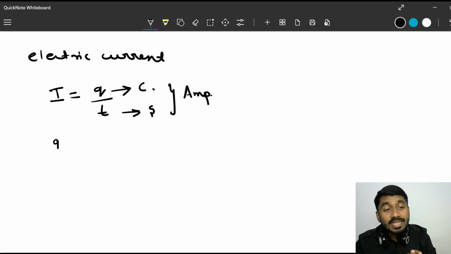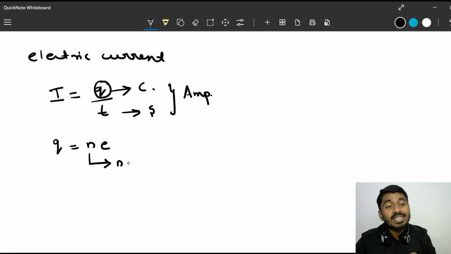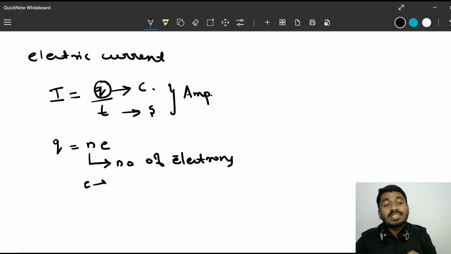Then we have to study the next equation, Q is equal to N into E. What is N? I told you current is the flow of charge carriers. N is the number of electrons flowing in the second. So here it is the charge flowing in the second. 1 coulomb of charge means the number of electrons multiplied by the charge of an electron. So N is the number of electrons, I am using some shortcuts, and E is the charge of an electron. I hope you know the charge of an electron.